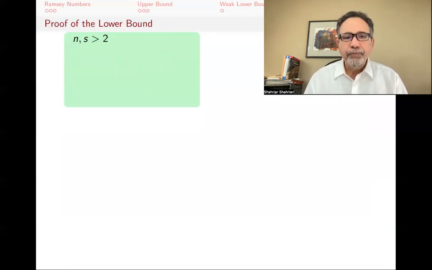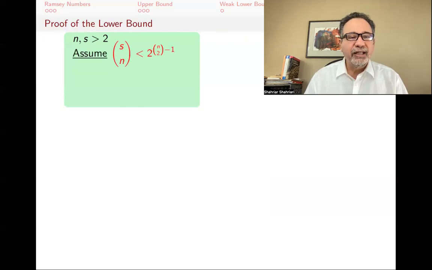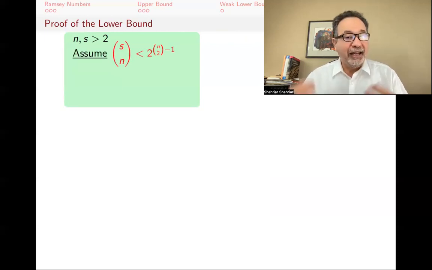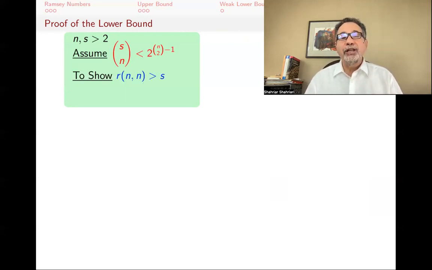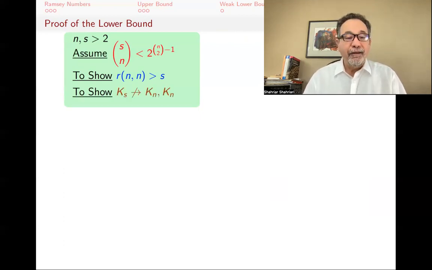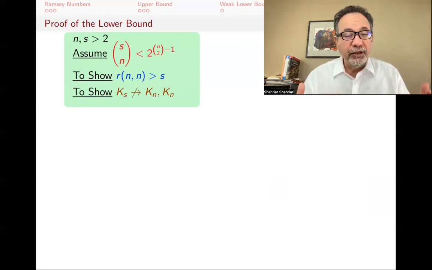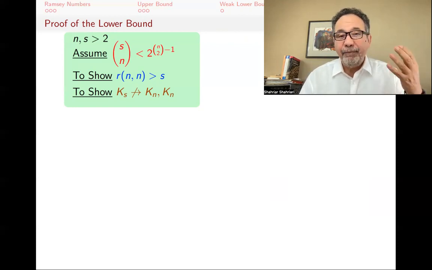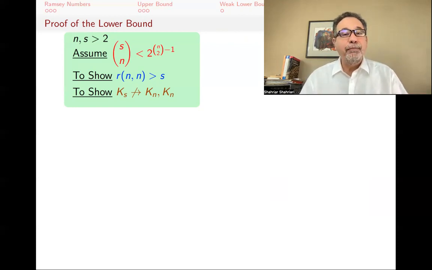So, proof of this lower bound. What is it that I want to prove? I'm assuming that I have an n and an s, and s choose n is less than 2 to the power n choose 2 minus 1, and I want to show that R(n,n) is greater than s. That's the claim, and that's the same as showing that if you have that many vertices s, and you make the complete graph on s vertices and color all the edges with two colors, blue and red, you will not get a blue K_n or a red K_n. You don't get a monochromatic K_n.